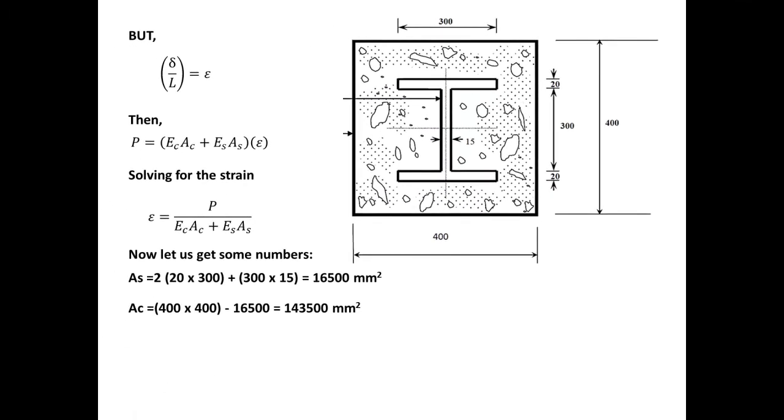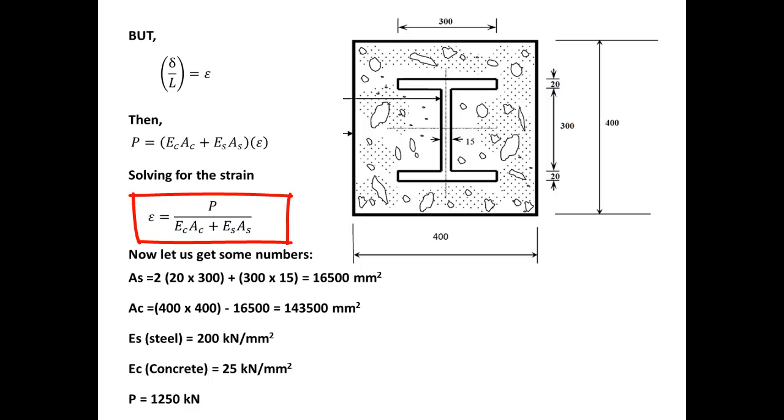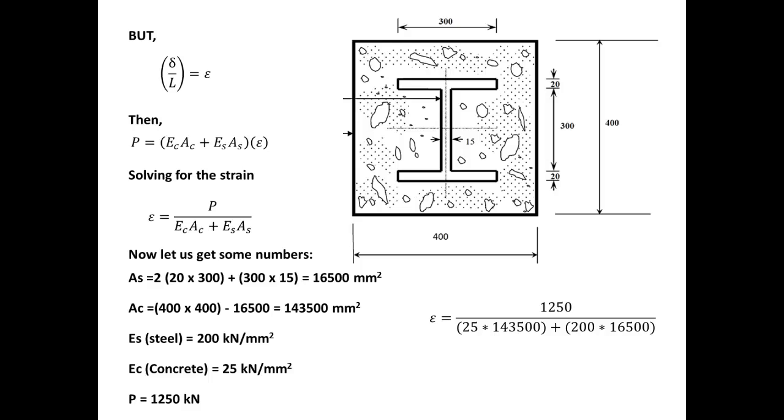143,500 millimeters squared. I was given that the modulus of elasticity of steel is 200 kilonewtons per millimeter squared, and I was given the modulus of elasticity of concrete, 25 kilonewtons per millimeter squared, and I was given P to be 1250. Now I can use these values and substitute them back into the equation to solve for a numerical value for the strain. So the strain will equal this expression after substituting the numbers, and I will get a strain of 0.000181.